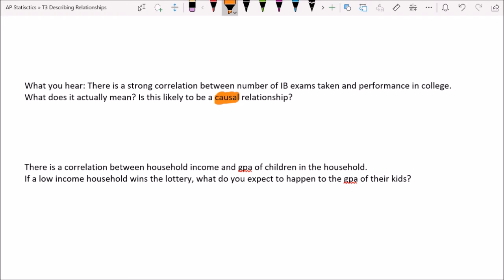So let's think about the following question though. If a low income household wins the lottery, do we expect the GPA of their kids to go up? Maybe, maybe not. It's hard to say. Some people say, well, yeah, because more money means more grades. Maybe. It depends on why they weren't getting good grades. And it depends, sometimes it could be a household culture. We don't really know. Actually, it's kind of a fun thing to look into on your own.